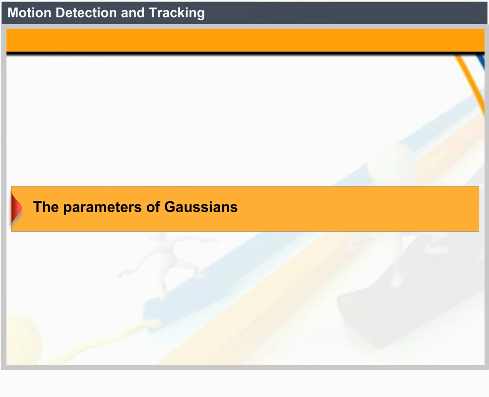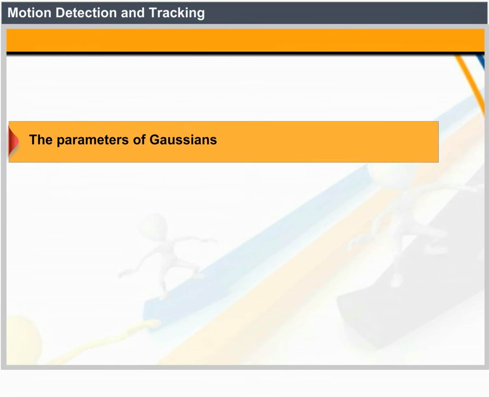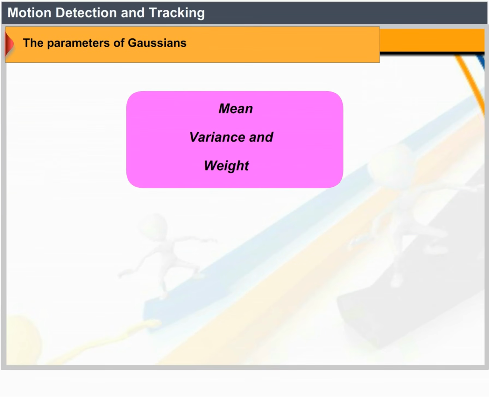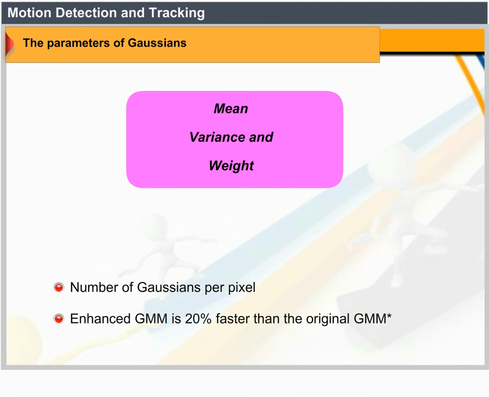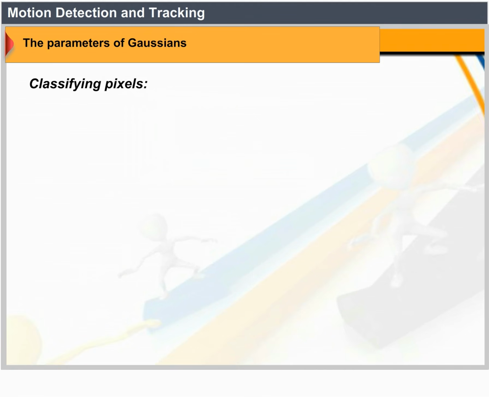The parameters of Gaussians: mean, variance, and weight. Number of Gaussians per pixel. Enhanced GMM is 20% faster than the original GMM. Classifying pixels. x vector to the power t equals the value of a pixel at time t in RGB color space.